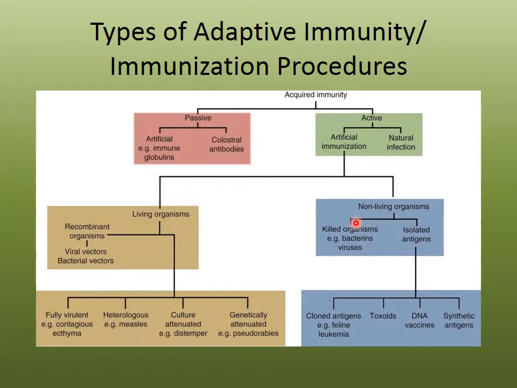Now, non-living organisms, killed organisms. This is our most common other kind of vaccine, so killed vaccines. Bacterins and viral vaccines can be made that way. Basically, just like what it sounds like, the organism is there, it's whole, it's just dead. But it still has markers on its surface that allow the immune system to build up defense against it. Then we have our isolated antigens, and again, I'm not going to go into these. There are cloned antigens, toxoids, DNA vaccines, synthetic antigens. So this is just antigens specific to a certain pathogen rather than the entire pathogen itself. All right, so this is our active, passive, acquired immunity.